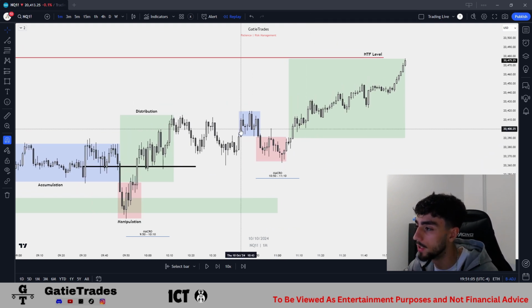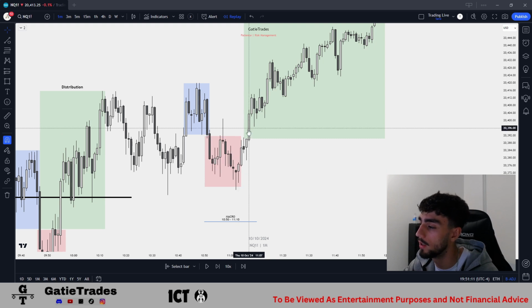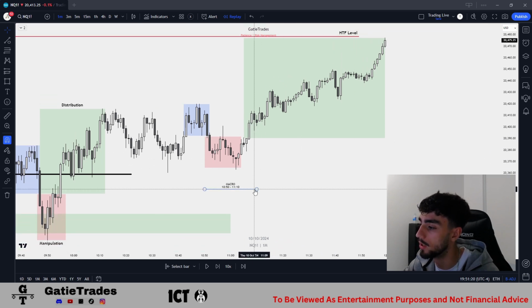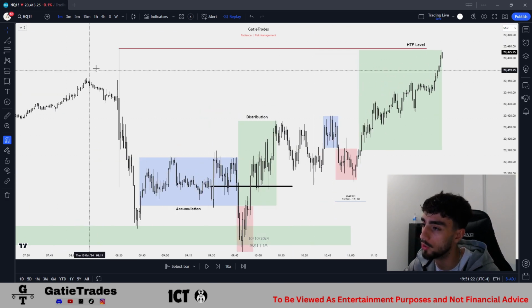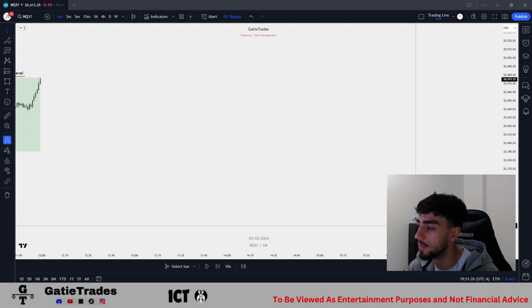So what happens here? We have accumulation, we manipulate, and do we have a fair value gap going back into the range? Yes, right here and right here. This one I don't trust as much because it's not going back into the range. This one I trusted more because it was going back into the range. Notice how the macro delivered price, and then we had a full expansion towards the original drawn liquidity. And that's enough said about that.